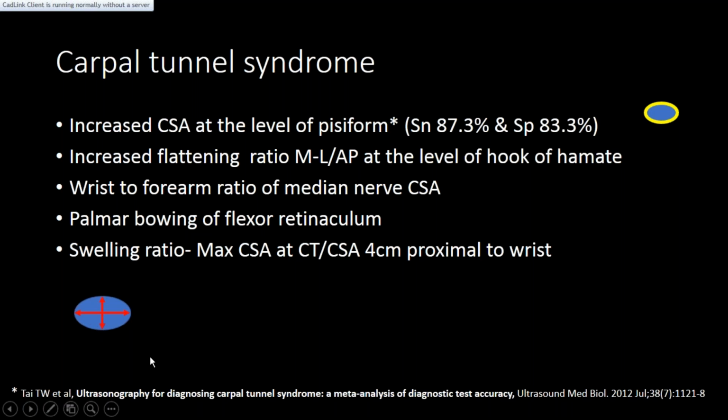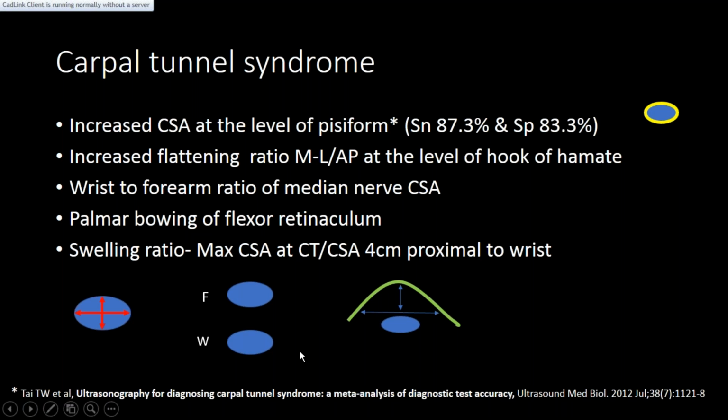And if the ratio is more than 4:1, that's again suggestive of carpal tunnel syndrome. Then we have wrist to forearm ratio, where we measure cross-sectional area of median nerve at the level of forearm and wrist, and we see if that ratio is more than 2.5. Then we measure palmar bowing of flexor retinaculum. We measure the distance between pisiform and scaphoid, and then measure the distance from that linear dimension to the flexor retinaculum. If it's more than 3 millimeter, that's again suggestive of carpal tunnel syndrome.